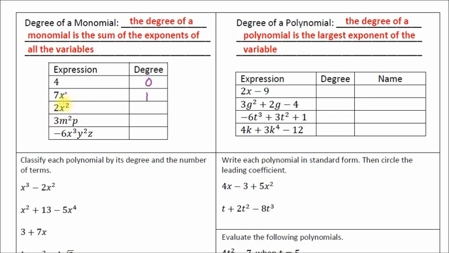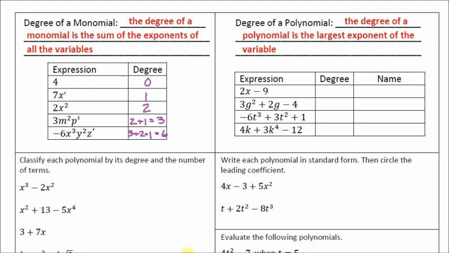Here's the next one, 2x squared. There's your exponent of 2. That means the degree is 2. In this case, we have a monomial with 2 variables. One of them has an exponent of 2, and the p has an exponent of 1. So 2 plus 1, and that means this monomial has a degree of 3. And let's take a look at the last one. You've got an exponent of 3, an exponent of 2, and then the z has an exponent of 1. So we've got 3 plus 2 plus 1. The degree of this monomial is actually 6.